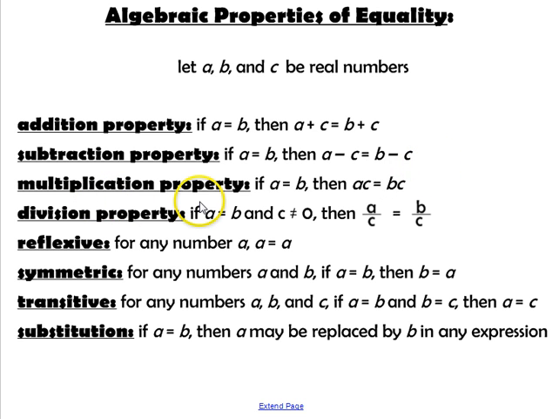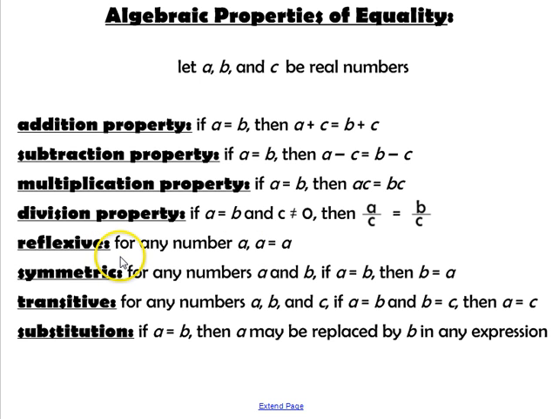The multiplication property of equality states if you start off with an equation a equals b, and you multiply both sides by the same number c, then the equation is still true. The division property of equality states if you start off with an equation where a equals b, and you have some number c that does not equal 0, and you divide both sides of the equation by the same number c, then your equation is still true.